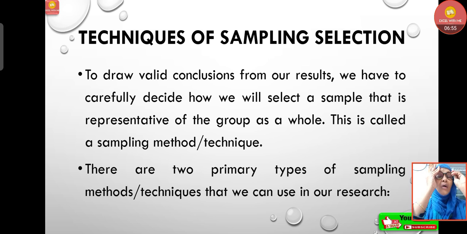To draw valid conclusions from our results, we have to carefully decide how we will select a sample that is representative of the group as a whole. This is called a sampling method or technique. There are two primary types of sampling methods or techniques that we can use in our research.